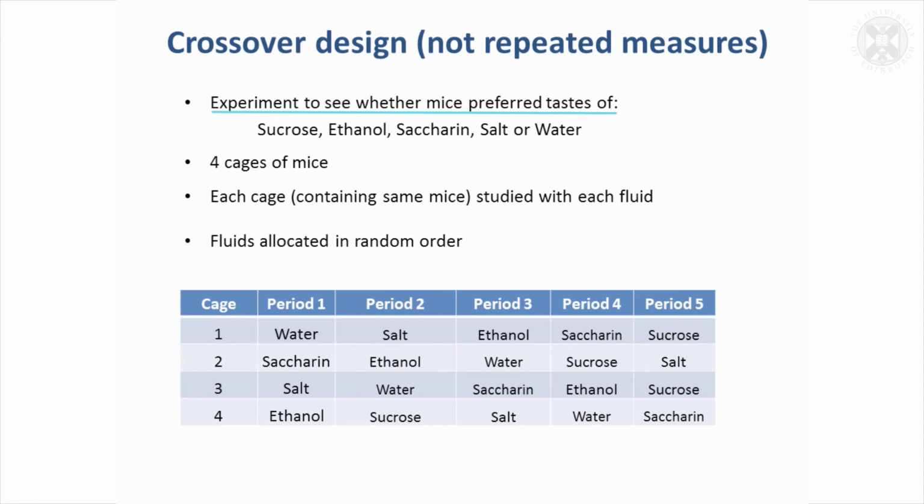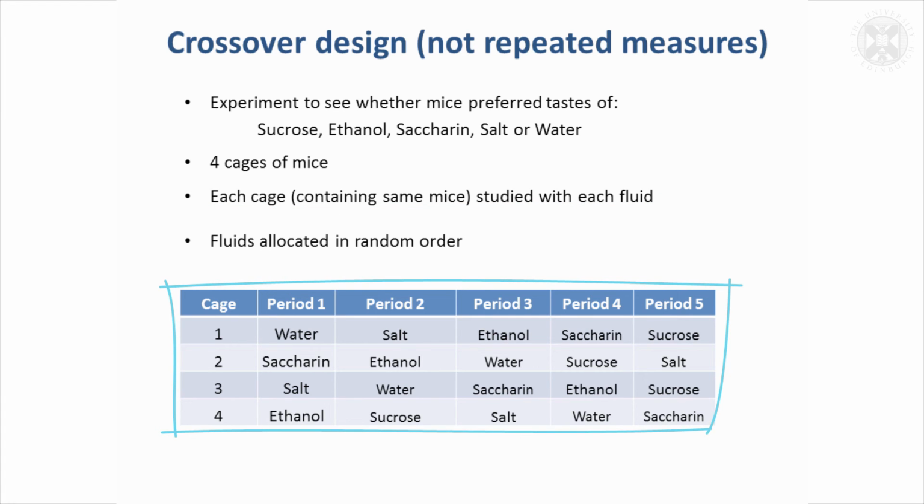In this experiment, it was to see whether mice preferred tastes of different types of liquid, and the unit of experimentation was the cage rather than the mouse. So there were 4 different cages, and each cage was studied with a different fluid in turn. So you've got 5 periods, and each of the cages was given a different fluid in each period. So that's a different type of study that needs special consideration, but it's not repeated measurements. If it was repeated measures, then we'd have the same fluid studied across all the periods in each cage.